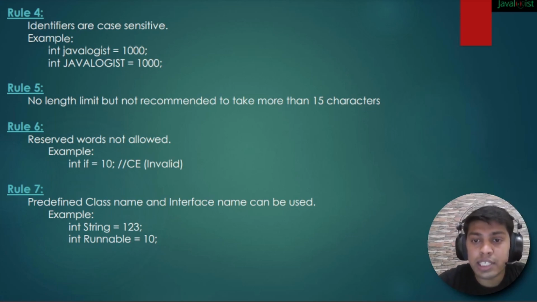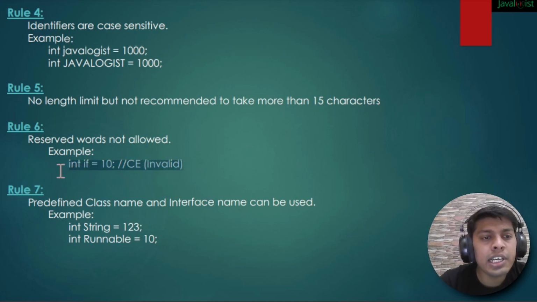Rule number 6, identifiers cannot be the same as any Java reserved keyword such as if, while, class, public and so on. This rule is necessary because reserved keywords have special meaning in the Java language and therefore they cannot be used as identifiers. Attempting to use a reserved keyword as an identifier will result in a compile time error. Like this will result in a compile time error.